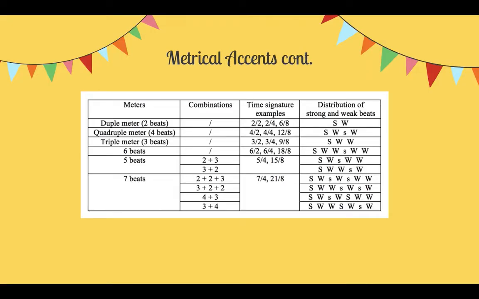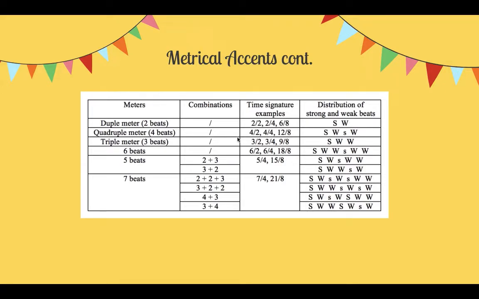So here's a quick little shortcut for you guys on how those metrical accents work. If you're dealing with a duple meter, right? Don't worry about this combinations tab for now. When you're dealing with a duple meter, and the examples are 2/2, 2/4, 6/8, anything where there's 2 beats per measure, you've got your strongest beat at the beginning and your weakest beat at the end. So this capital S is your strongest one. This capital W is going to be a weak beat.